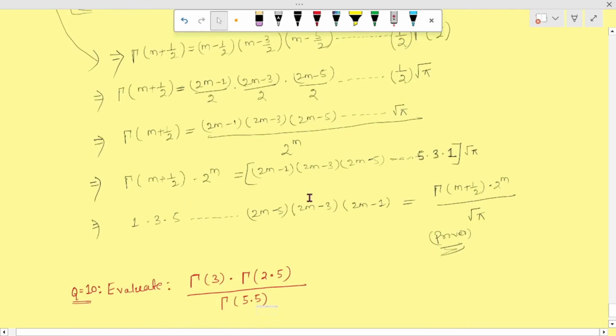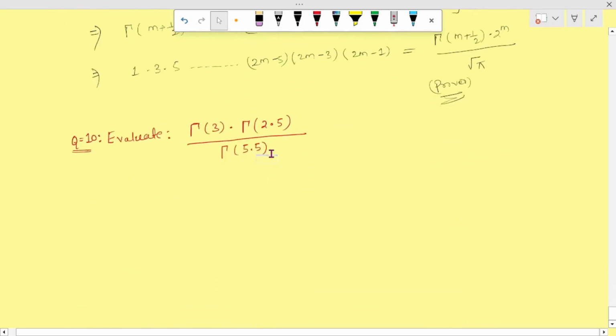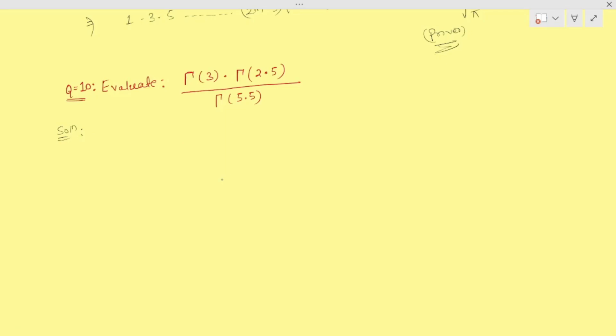In question 10 it has been given that we have to evaluate gamma 3 into gamma 2.5 by gamma 5.5. It is a very simple question. This is, I think, a 1 mark or 1.5 mark question. This question will be solved by using the first property and another property, that is gamma half equal to root pi.